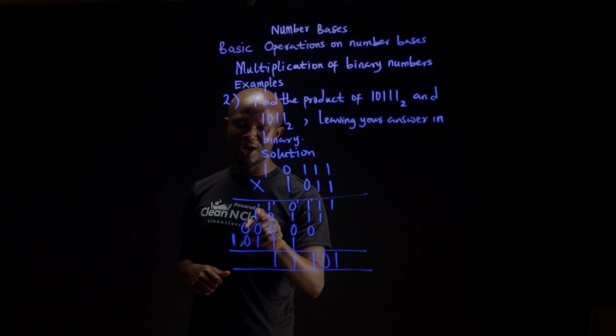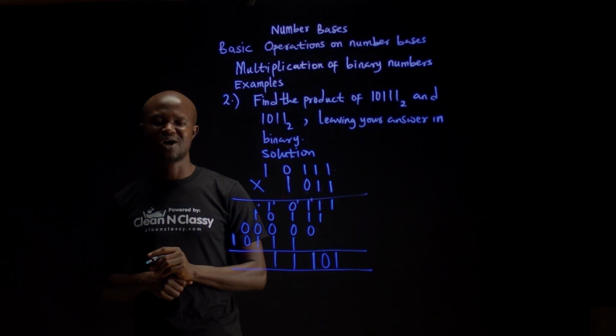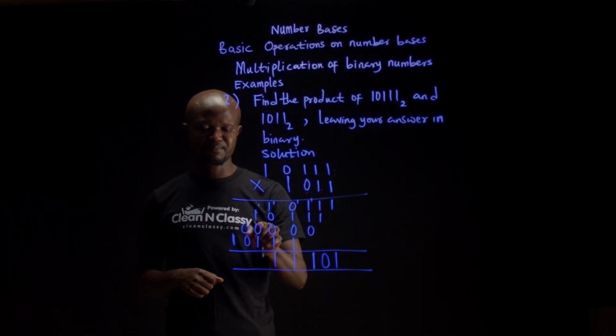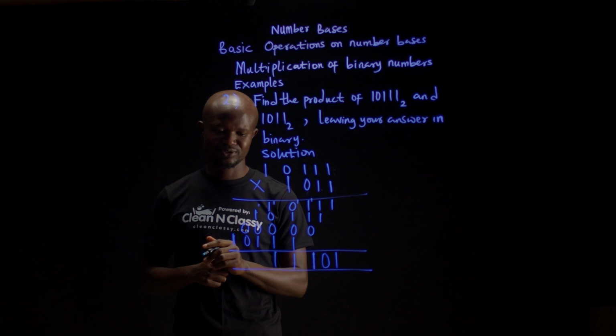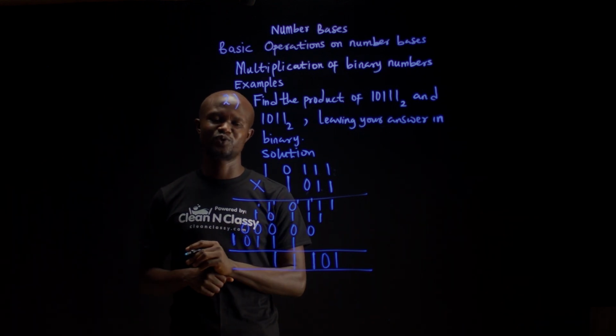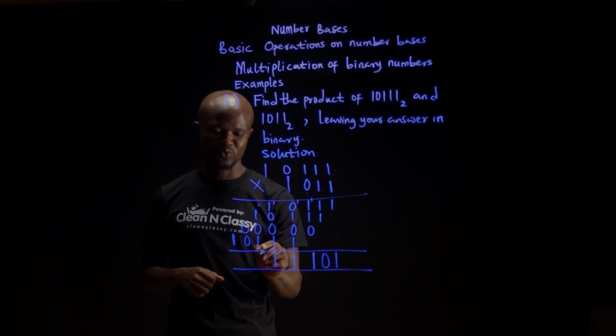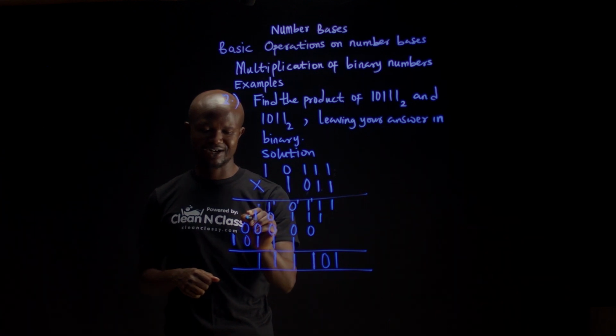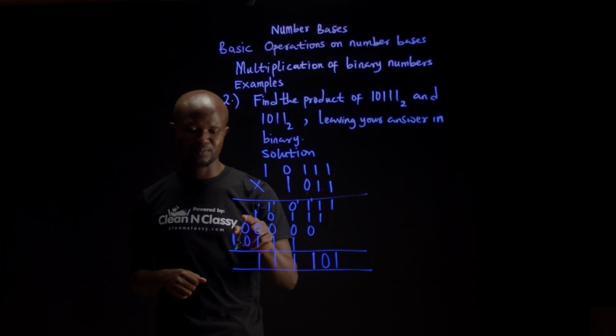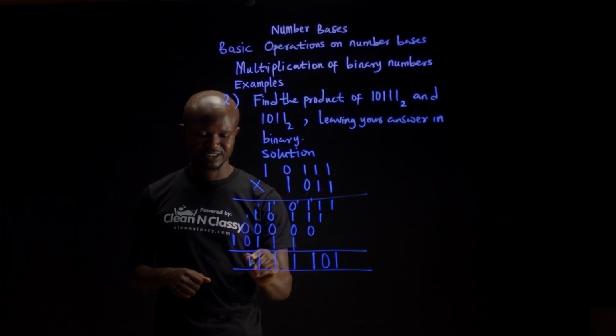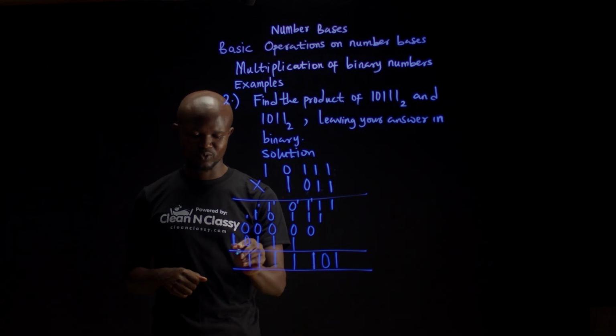Now, 1 plus 1, we have 1 0. Then plus 0, we have 1 0. Then plus 1, what do we have? We have 1 1. We write 1, then we carry 1. 1 plus 0, that is 1. Then we have 1 left here, which is 1.